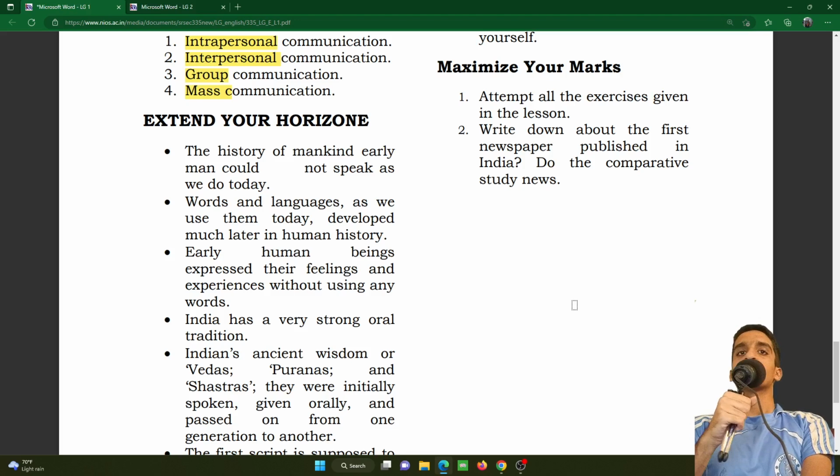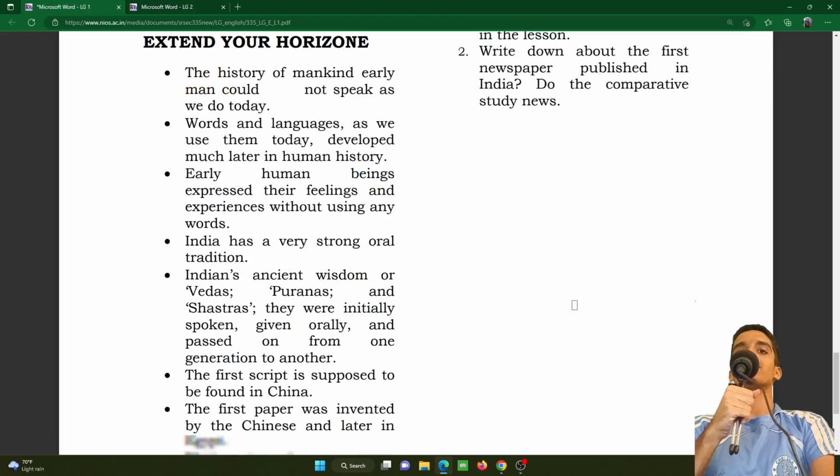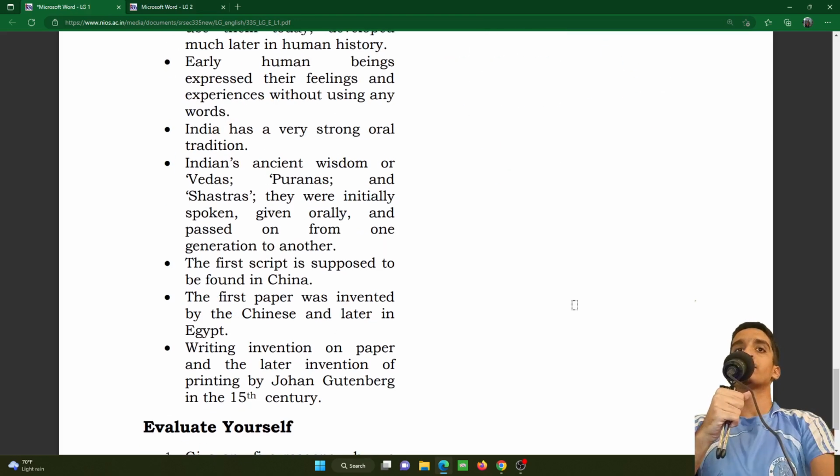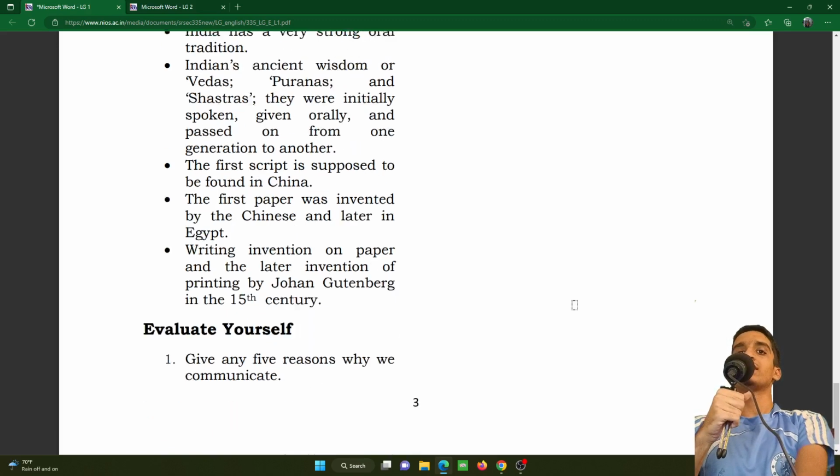India has a very strong oral tradition. India's ancient wisdom, the Vedas, Puranas, and Shastras, was initially spoken, given orally, and passed on from one generation to another. The first script is supposed to be found in China. Paper was first invented by the Chinese, and later in Egypt writing on paper was invented, followed by the invention of printing by Johann Gutenberg in the 15th century.